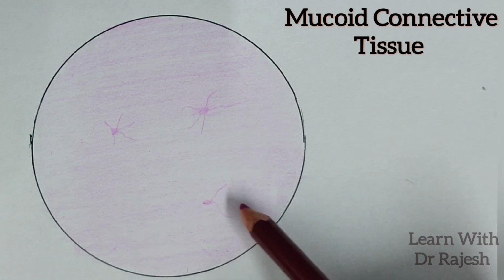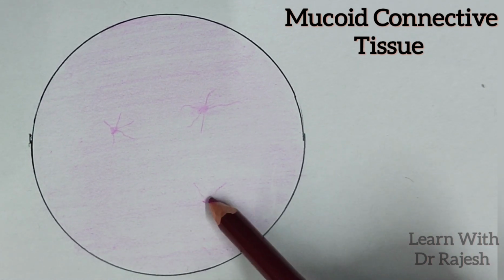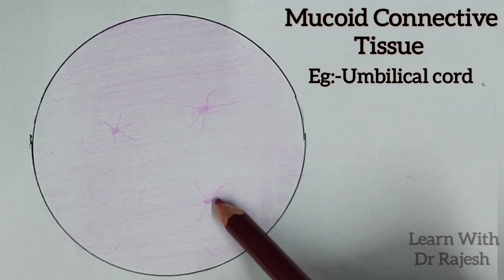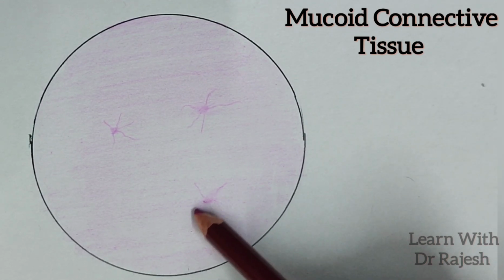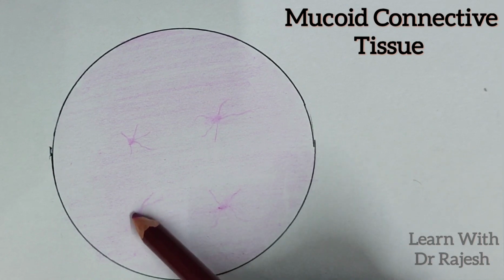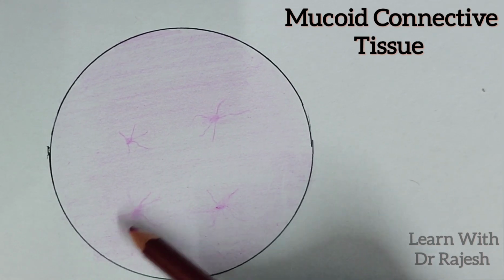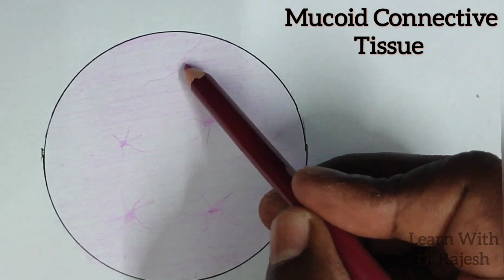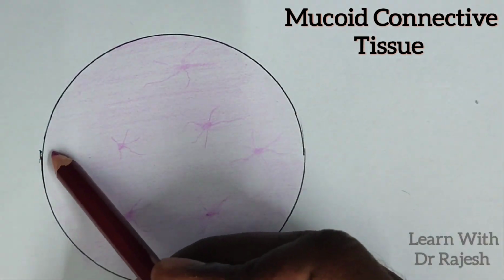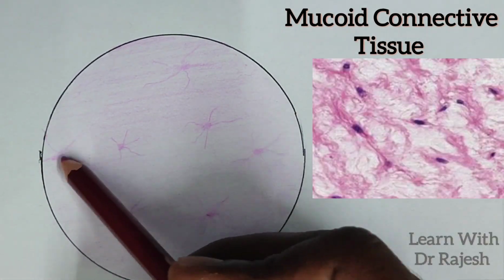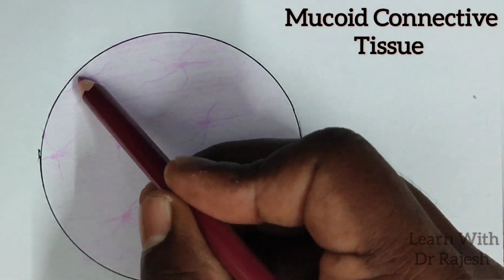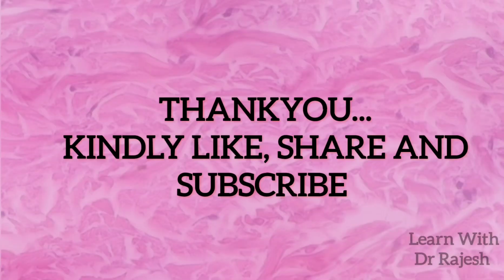The main example for mucoid connective tissue is the umbilical cord. Inside the umbilical cord, the jelly-like substance which is present is the mucoid connective tissue. That is called Wharton's jelly. The mucoid connective tissue of the umbilical cord is called Wharton's jelly. So this is how we have to complete the mucoid connective tissue. This marks the end of the connective tissue series.